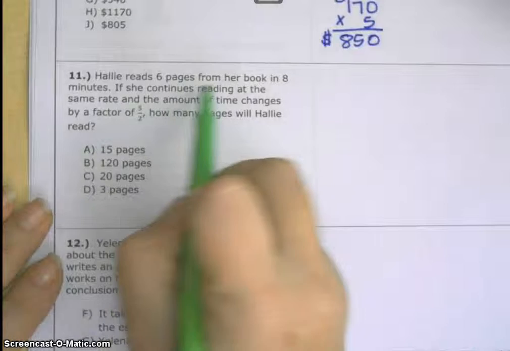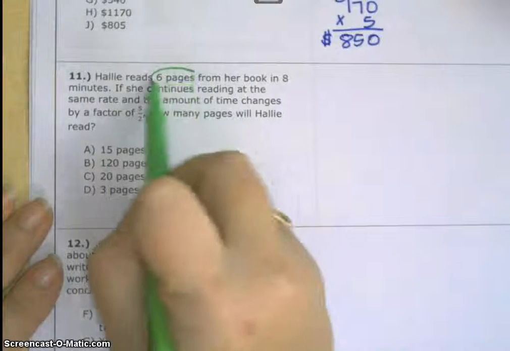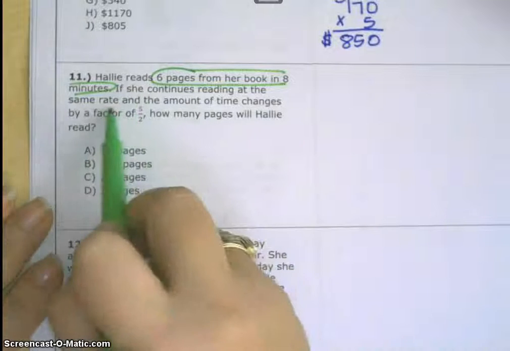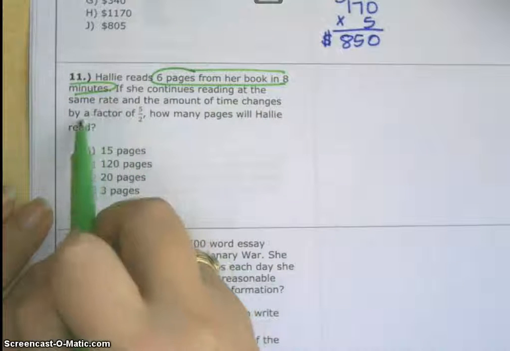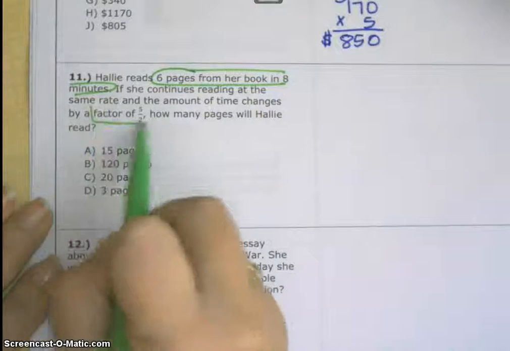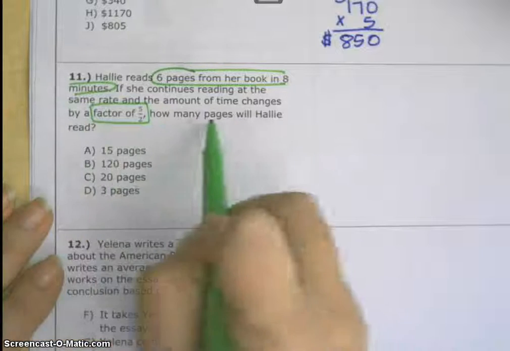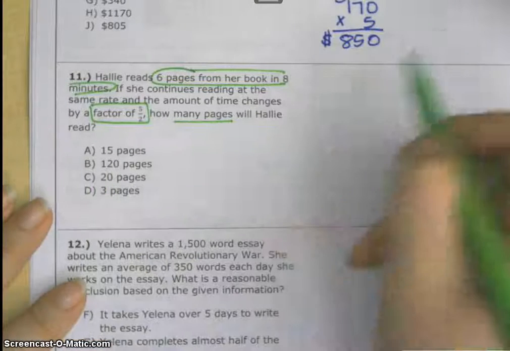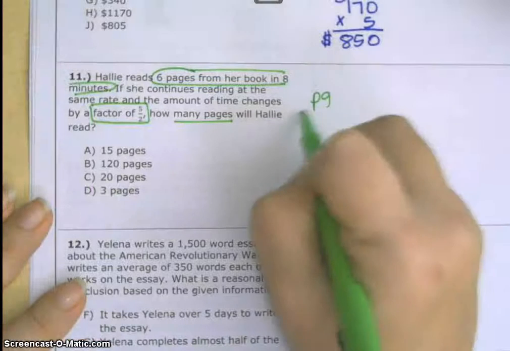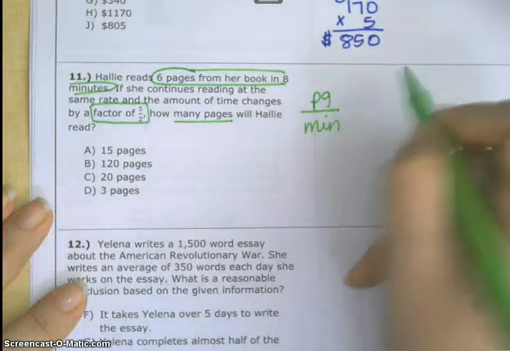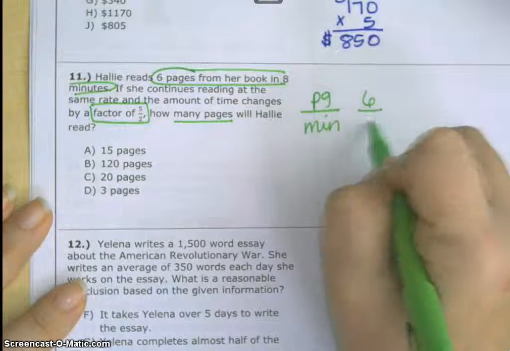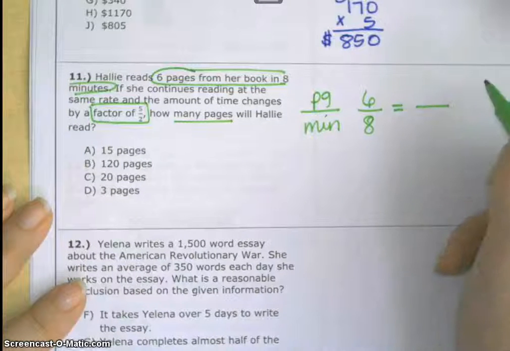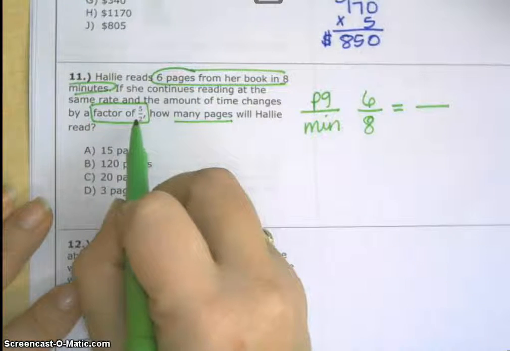Haley reads 6 pages of her book in 8 minutes. So we got a ratio there. If she continues reading at the same rate and the amount of time changes by a factor of 5/2, how many pages will Haley read? Alright, so we have pages in minutes. So we do 6 pages in 8 minutes. It wants to know how many pages she would do if it changes by a factor of 5/2.